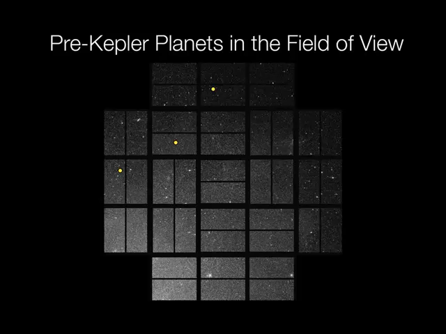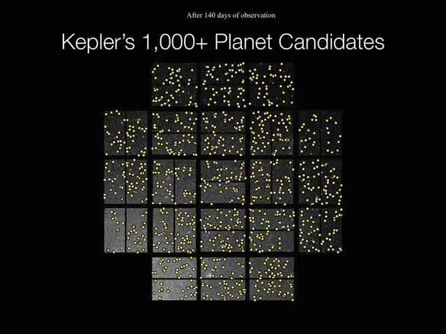So here's the field that Kepler is looking in. It's a certain field of space, and these three things right here were known planets. So those stars were known to host planets from other regions, from other studies in the past. And after 140 days of observation, so remember, all the previously known planets that we know about were discovered in the last 20 years, and there were about 500. In 140 days of observation in this single field alone, the stars that have candidates for planets are these.